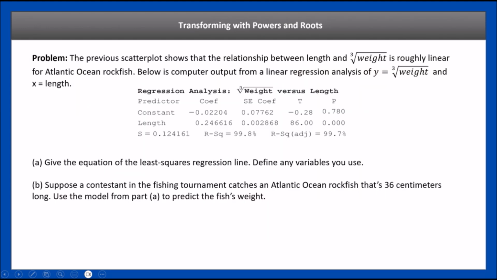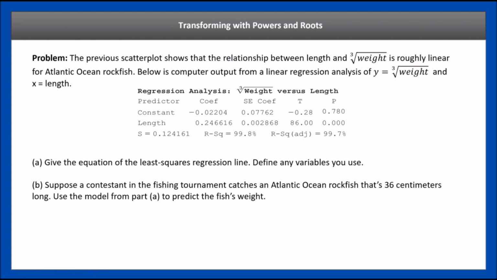All right, so let's look at going back to the Atlantic Ocean rockfish example. This time we want to look at the cube root, right? So we know that cube rooting the y values, the weight, is going to lead to a linear form as well. So what happens to the coefficients if we cube root the weight? Well, as you can see, we got different coefficients here. We got a coefficient that's a constant and a length. So the y-intercept and the slope are both different than they were last time.